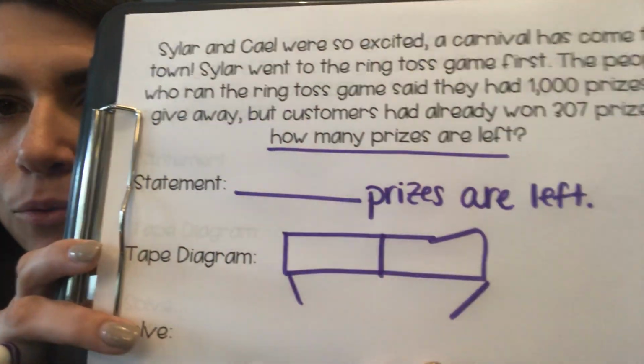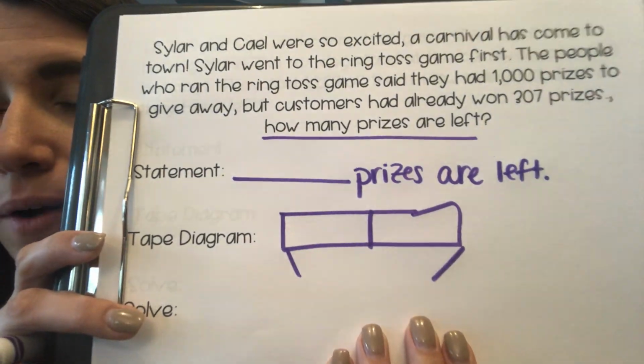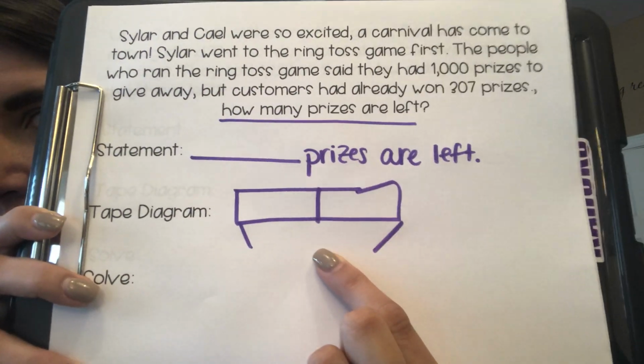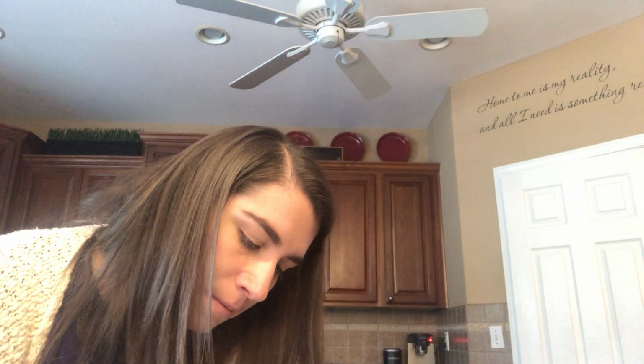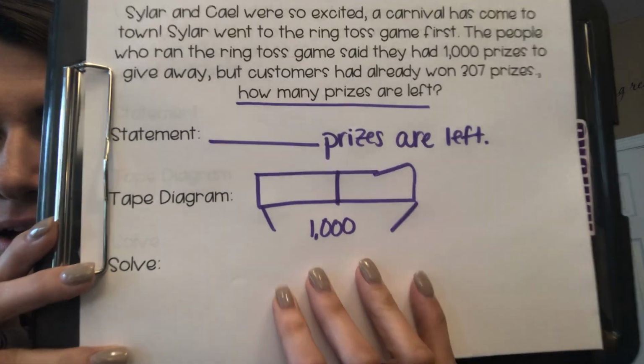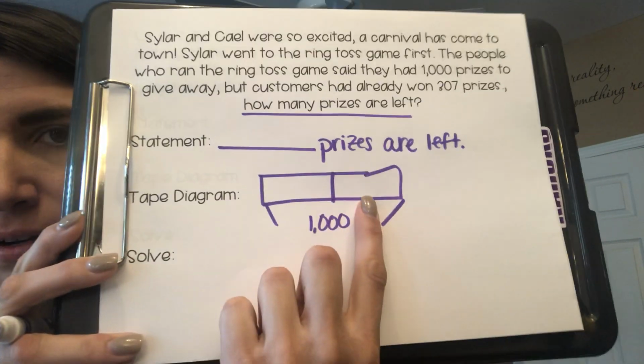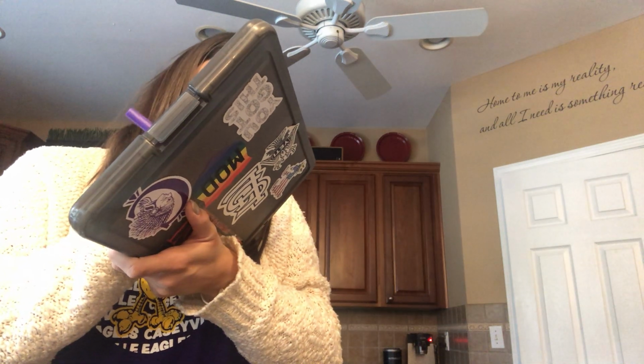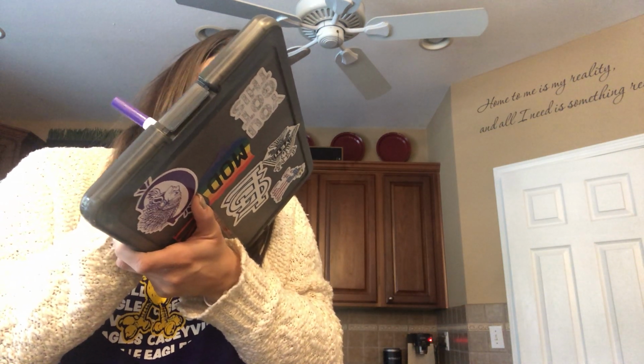Same thing like we've been doing with our tape diagrams: 2 boxes and the total. For this one, we know the total. We know how many total prizes they started with, so the 1,000 is gonna go down there. Then the 2 boxes are how many have been won and how many haven't been won. So 1 and not 1.